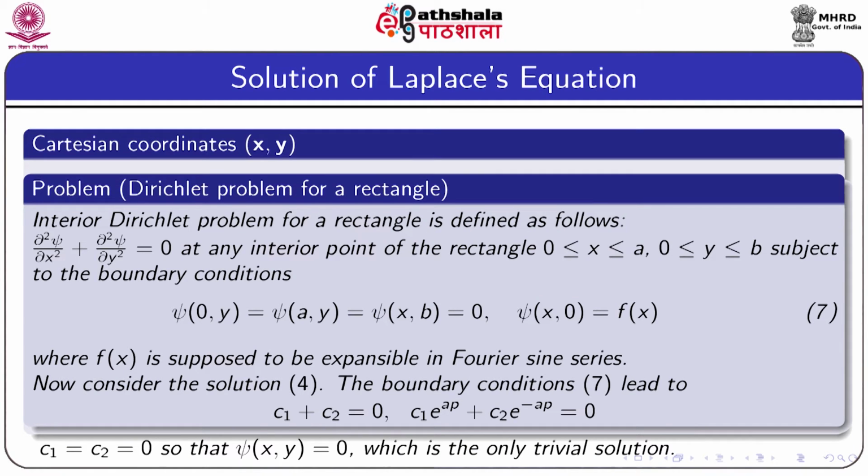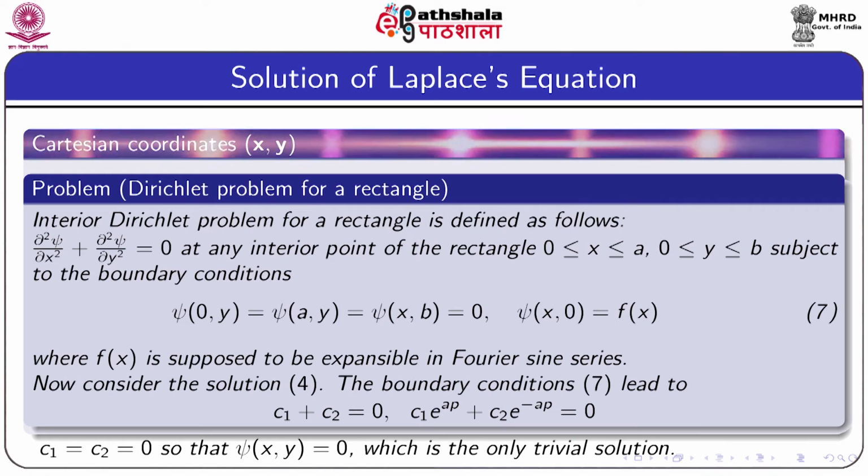And the boundary conditions are written here: psi at (0, y) equals psi at (a, y) equals psi at (x, b) equals 0, and psi at (x, 0) equals some known function f(x).